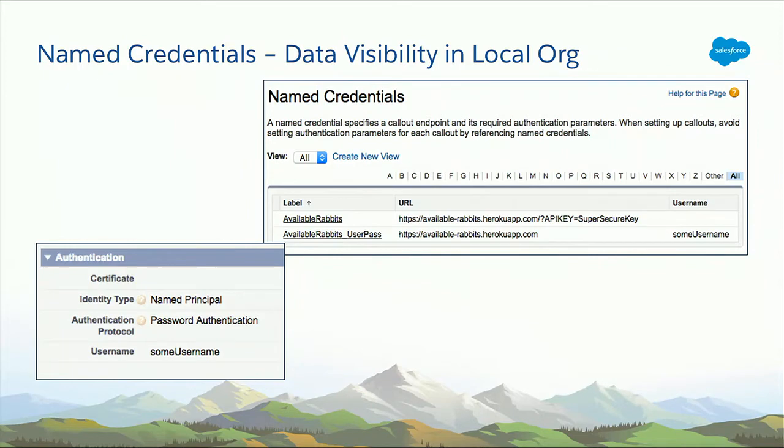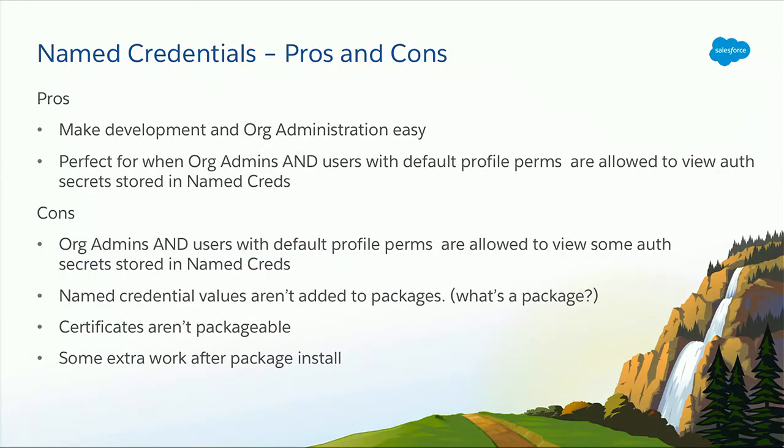This may be a security concern for you in your local org. Okay. If you want to hide this data from users, you need to disable the view setup and config perm. All right. So there are pros and cons to name credentials. It makes development and org admin easy. Perfect for when org admins and all your users can see the secret, right? It makes it easy. But that pro is also a con, because now everybody can see the secret, right? So security and easy is kind of a balance, right?